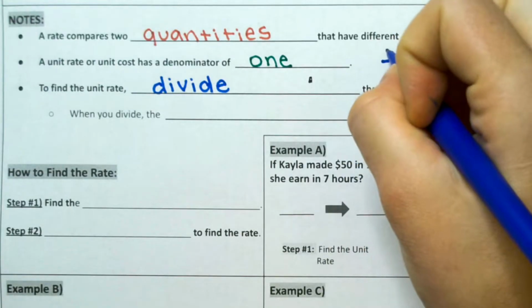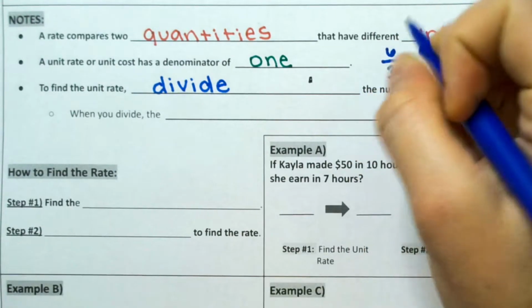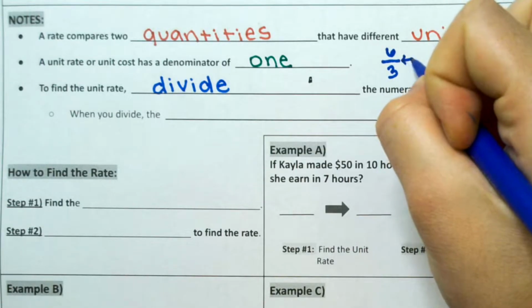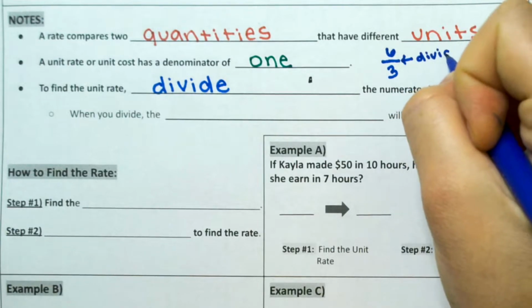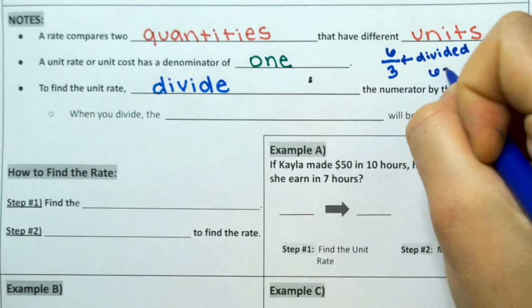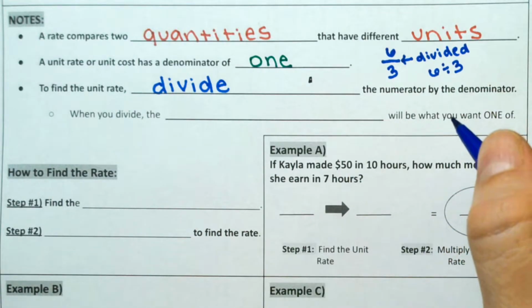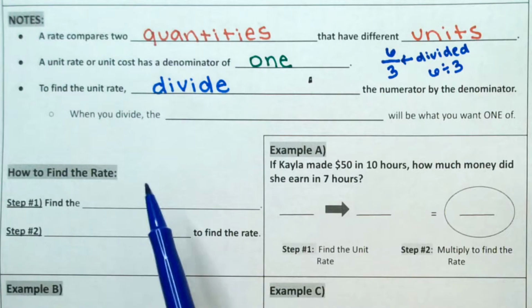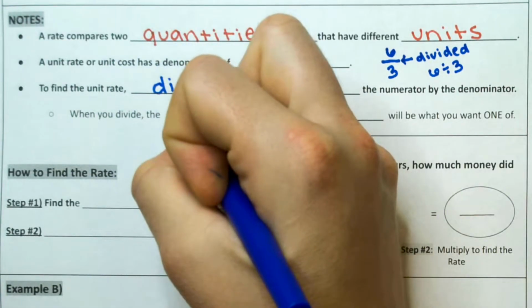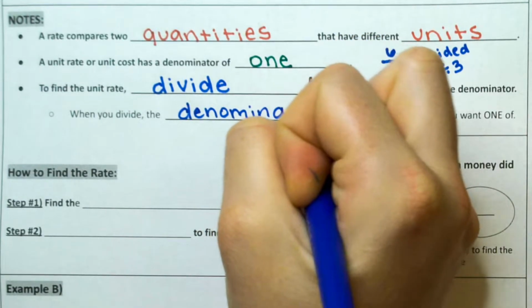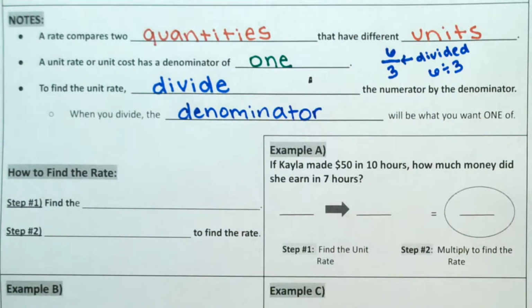For example, I want you to write this as well. 6/3 also means 6 divided by 3. Remember, this fraction line means divided by. So whenever we do divide, the denominator or our bottom number will be what we want one of. So let's practice just that part in example A.